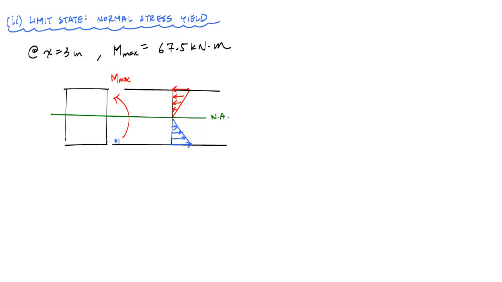So here's my cross section and a generic normal stress profile. Notice the normal stress here is linear. The maximum normal stresses occur the furthest distance from this green line, the neutral axis here.